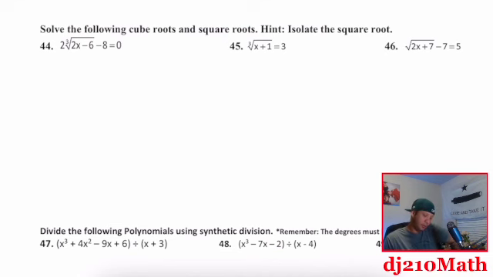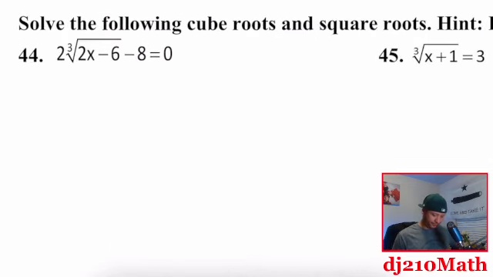Okay, solve the following cube roots and square roots. Hint, isolate the square root. Okay, so we're trying to get, for 44, this by itself, right? It's a cube root. So isolate the root. So if we're leaving that alone, that means we're going to add 8 to both sides.